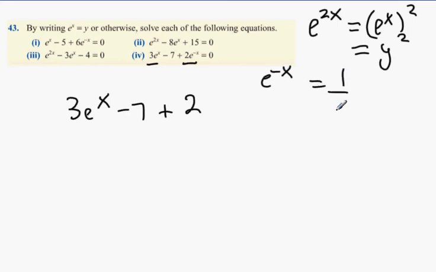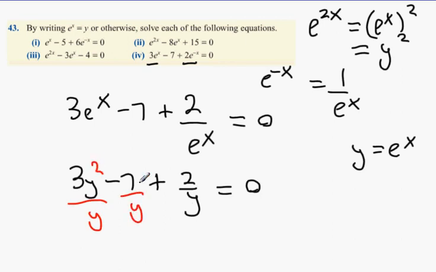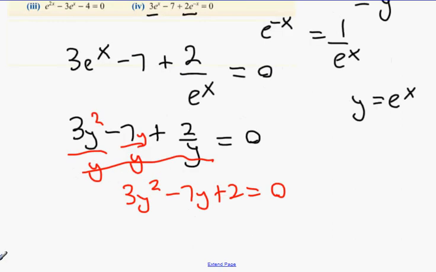Now, e to the minus x equals 1 over e to the x by the rules of indices, okay? So the question rewrites itself into this. I'm going to let y equal e to the x. That's how I do all of these questions. I'm now going to get 3y minus 7 plus 2 over y equals 0. I'm going to do what we've done all this chapter. Multiply on y's, and then I'm going to cancel them all. I'm going to be left with 3y squared minus 7y plus 2 equals 0.